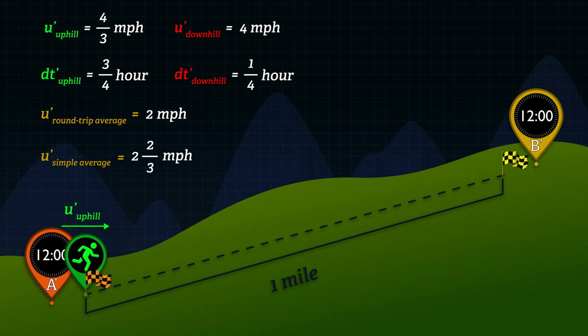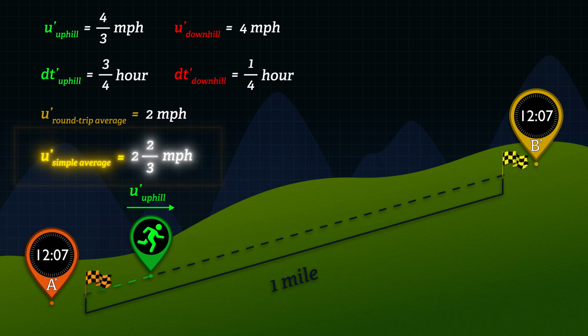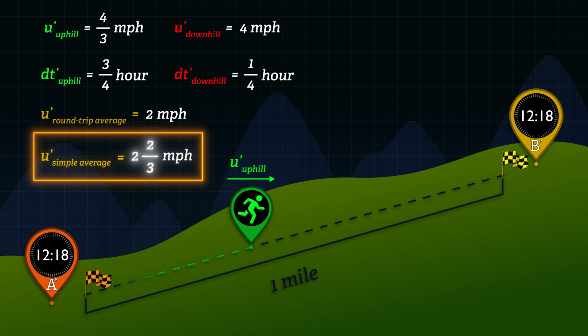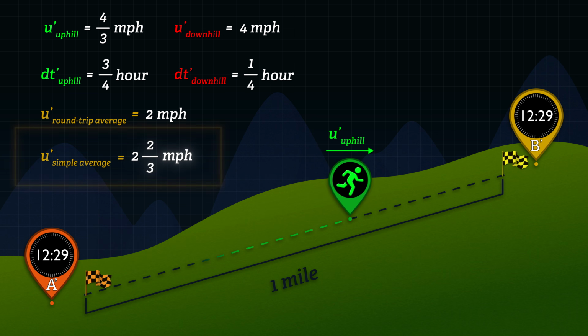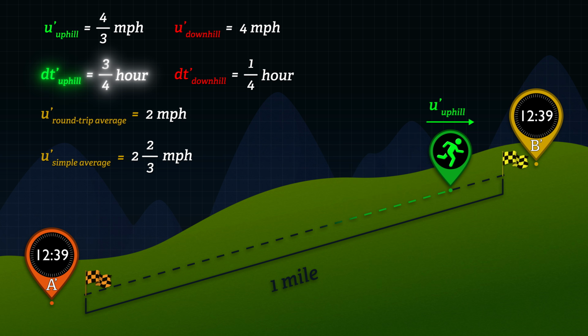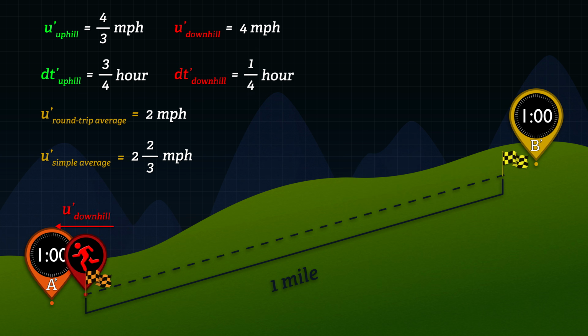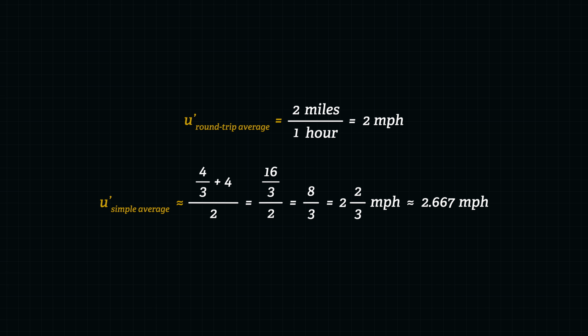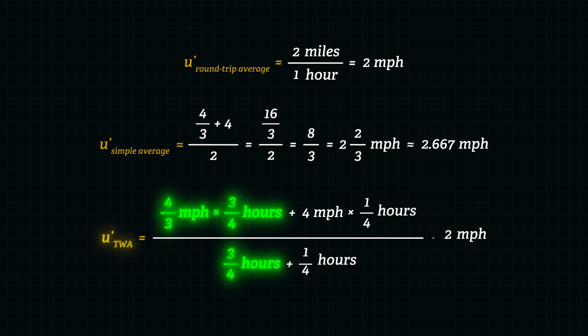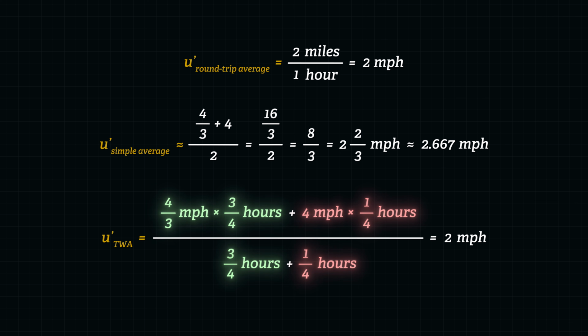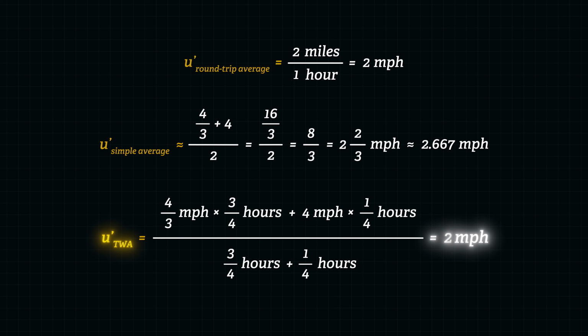And at no point during my journey did I actually travel at that simple average speed of 2 2/3 miles per hour. I spent much more time walking uphill slowly than I did walking downhill quickly. So to get my overall average speed, we need to compute the time-weighted average of my uphill and downhill speeds. And that time-weighted average speed is 2 miles per hour.